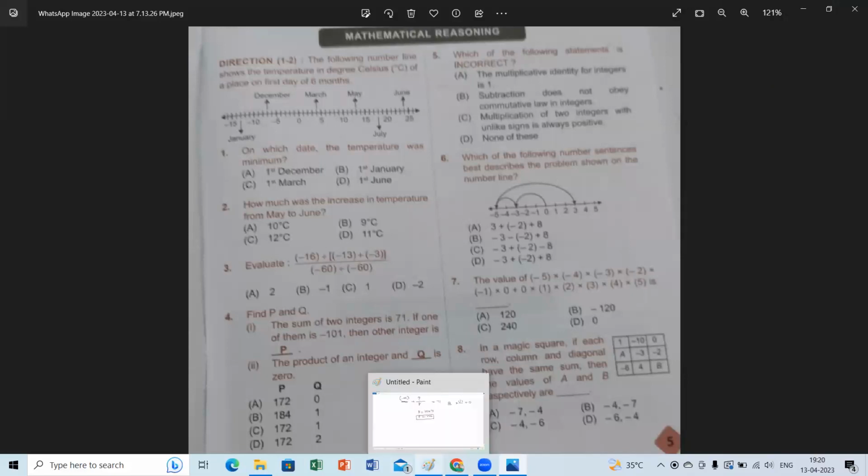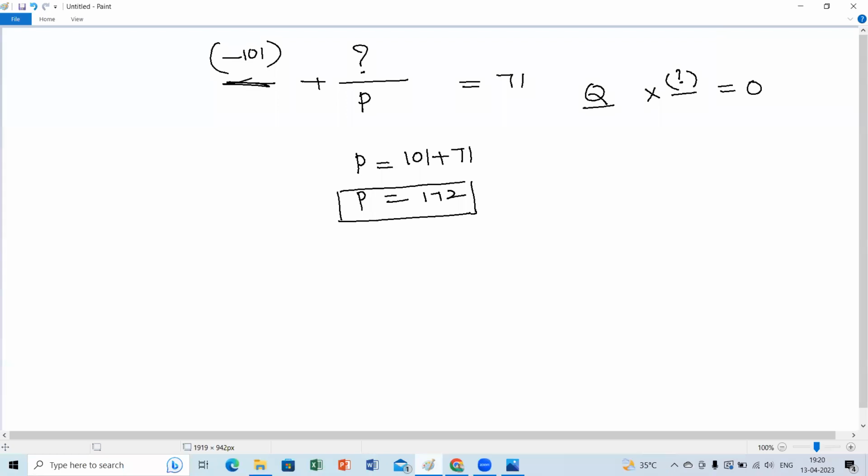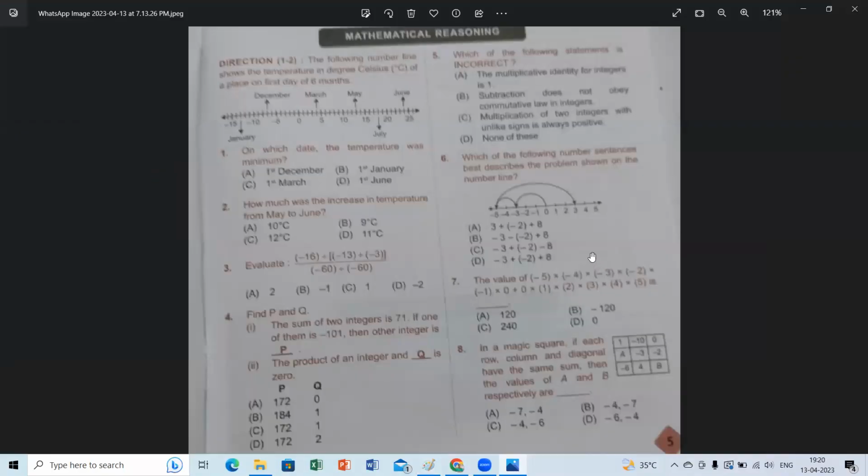Yes or no? Yes, ma'am, it is yes, zero. Absolutely. Zero multiplied with any number is only zero. So what is the answer here? Which option? Option A, option B, option C, option D? Ma'am, option A. Absolutely, option A is correct. Very good. Now, Krithvik, question number 5.